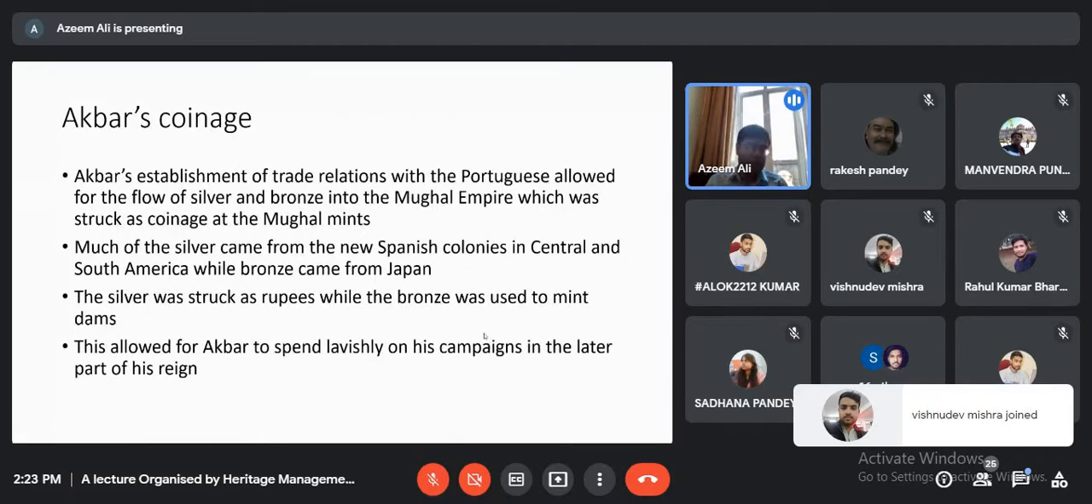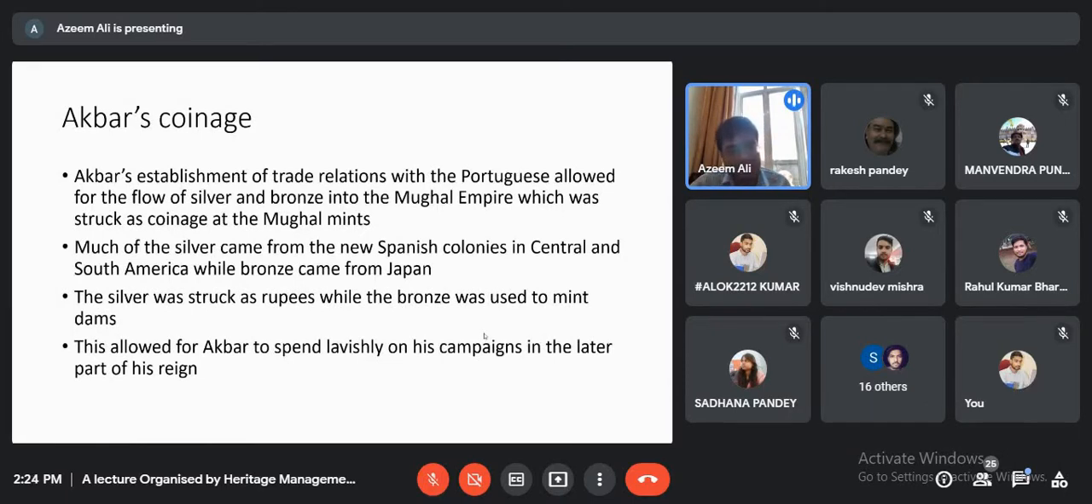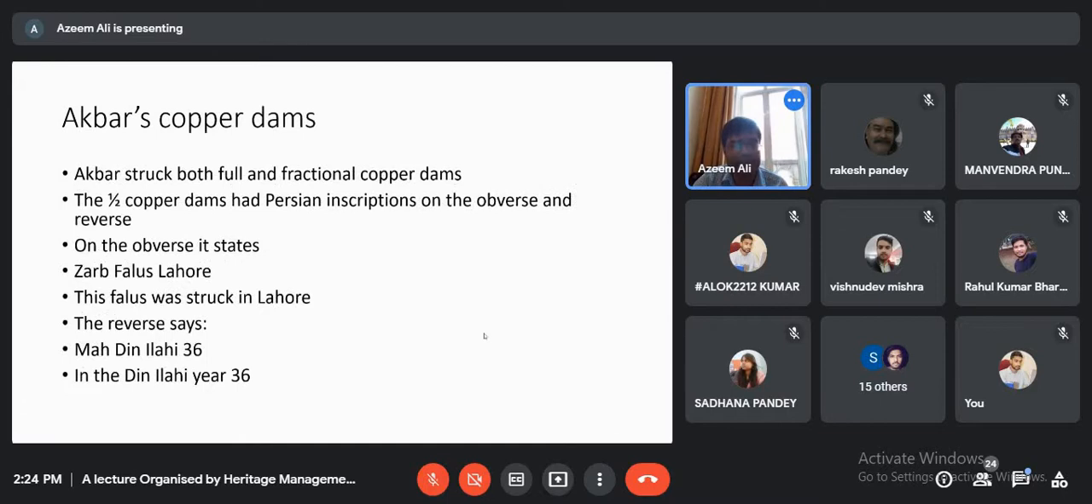And Akbar's reign saw the formal establishment of trade relations with the Portuguese, which allowed for the flow of silver and bronze into the Mughal Empire, which was struck as coinage in the Mughal mints. Much of the Portuguese silver came from the new Spanish colonies in Central and South America, while the bronze came from Japan. This silver was struck as rupees, while the bronze was used to mint copper dams, and this allowed Akbar to spend lavishly on his campaigns in the later part of his reign.